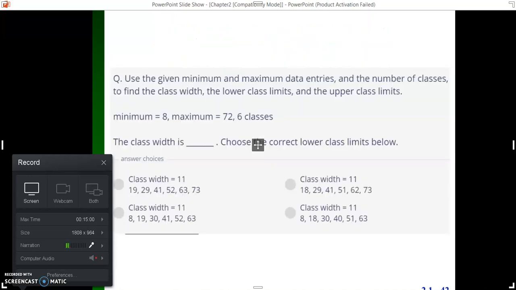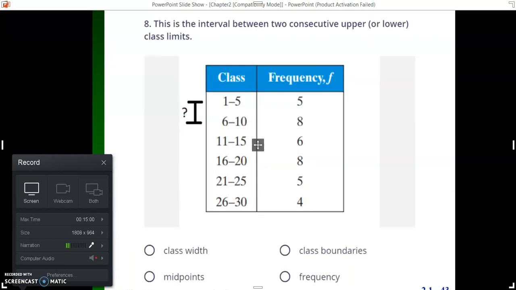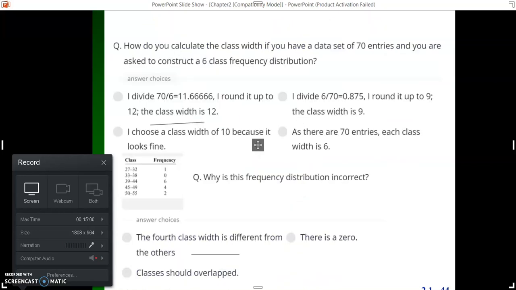So here's an example. Read the question carefully and identify which one is the right answer. So, second example. A few more examples. The answers are also provided. You can check yourself.